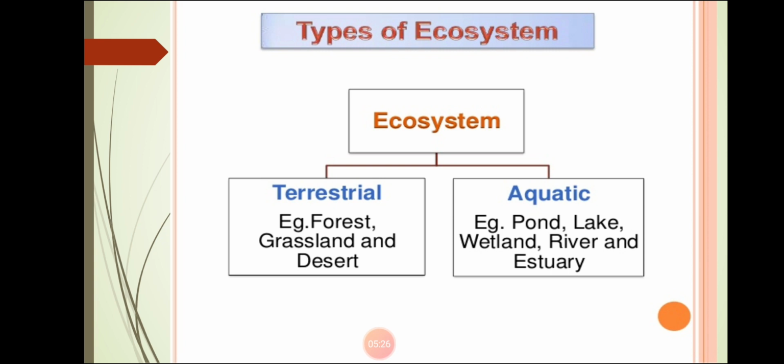That is terrestrial ecosystem and aquatic ecosystem. It is divided into two types, terrestrial ecosystem and aquatic ecosystem. Terrestrial includes forest, grassland, desert, etc. And aquatic includes pond, lake, river, estuary, wetland, etc. All the places where water is present are considered aquatic ecosystem, and the places where water is not present, that means on land, are considered terrestrial ecosystem.